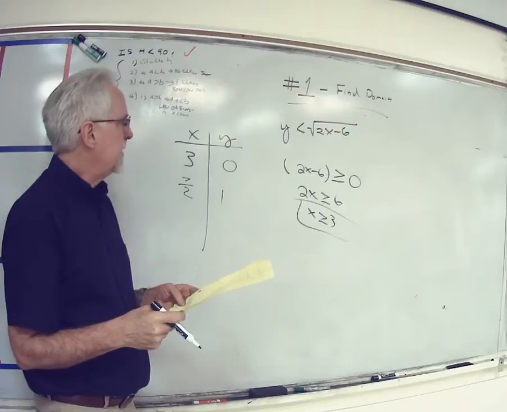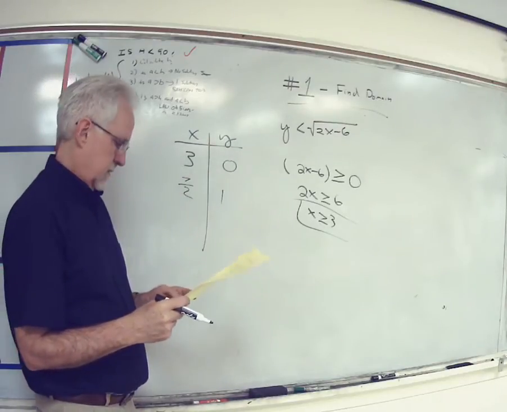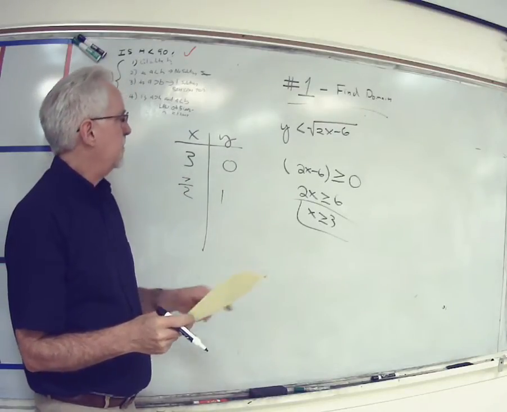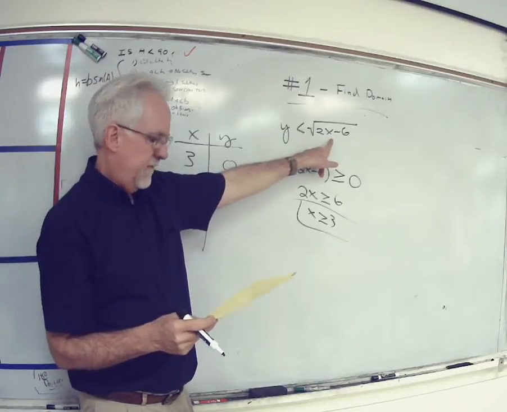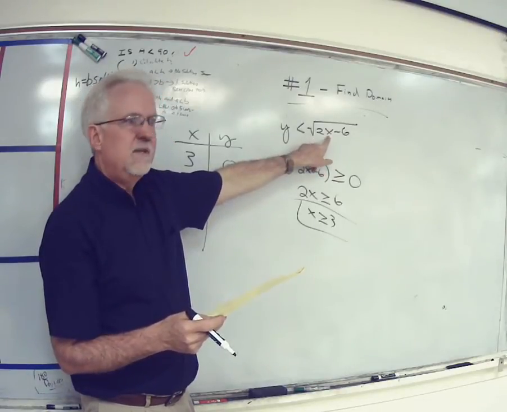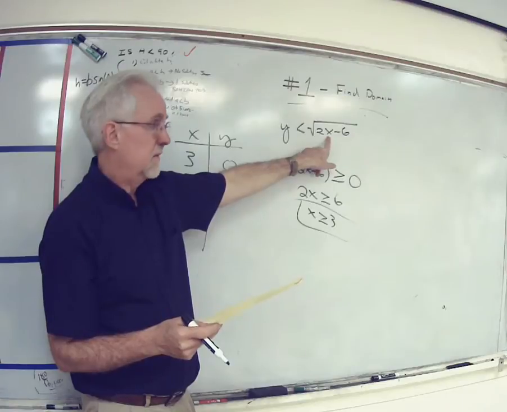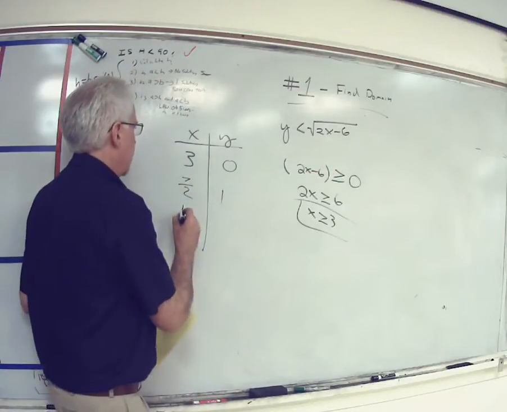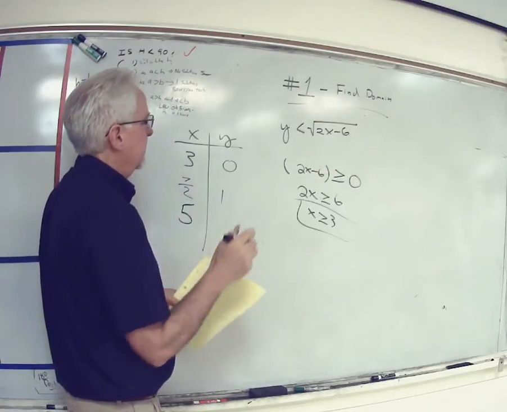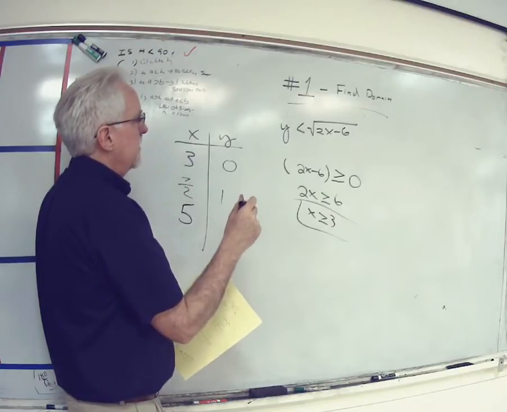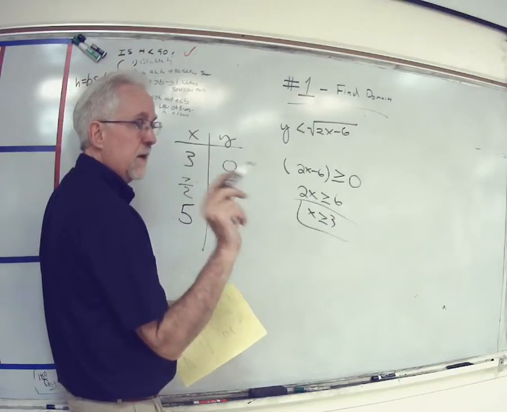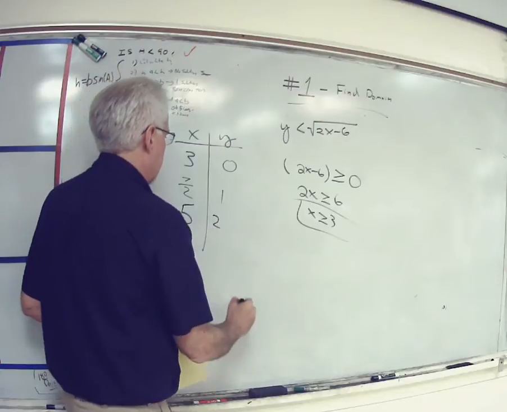Okay. What would be the next one? What would be a good one? Wouldn't it be good to have 4 under here? If I wanted 4 under here, what would x need to be? 10. No, it'd need to be 5. So if I had 5, then 5 times 2 is 10. 10 minus 6 is 4. Square root of 4 is 2. Okay.